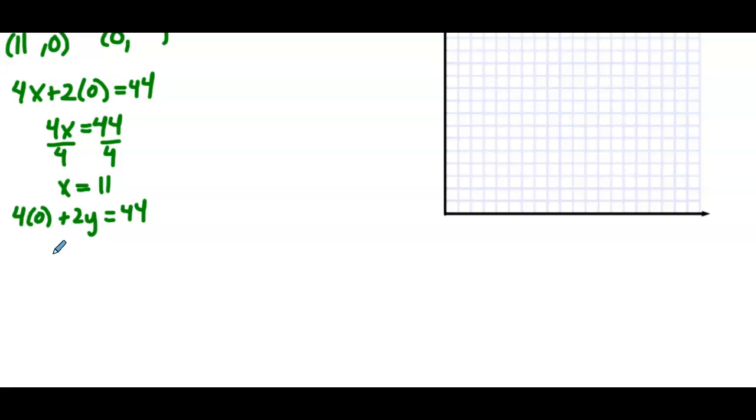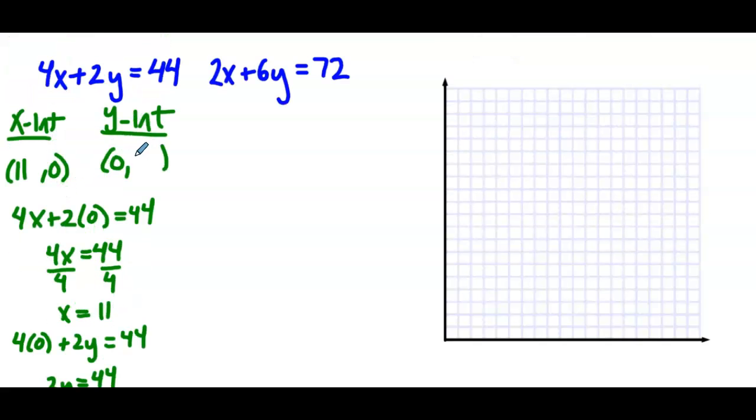And we get 4 times 0 is 0, so we have 2y equals 44. Divide both sides by 2, y equals 22. So 0, 22 is the point. Now let's find the same 2 points for our other line.